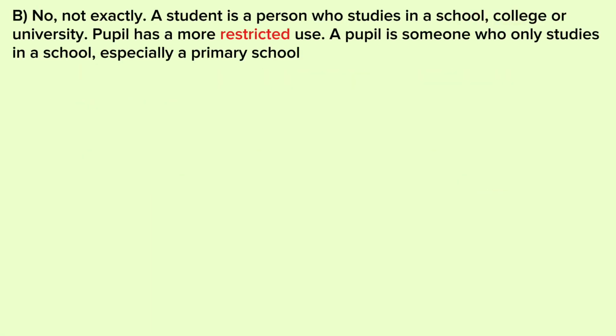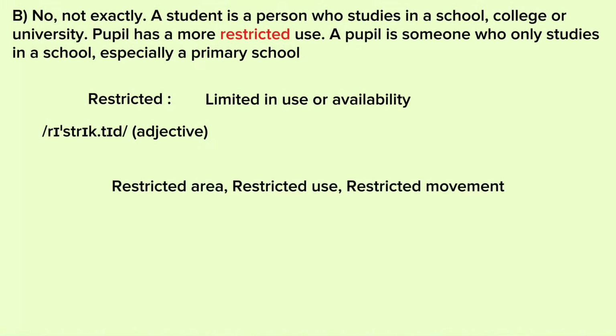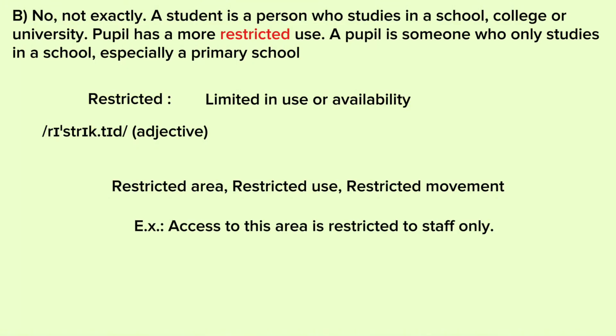No, not exactly. A student is a person who studies in a school, college, or university. Pupil has a more restricted use. A pupil is someone who only studies in school, especially a primary school. Restricted. The stress is on S. It means limited in use or availability. Restricted area, restricted use, restricted movement. For example, access to this area is restricted to staff only.